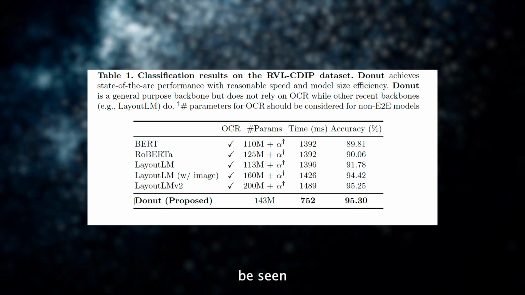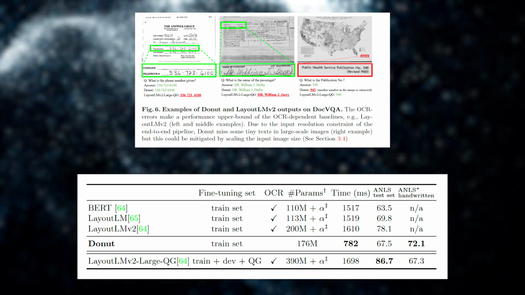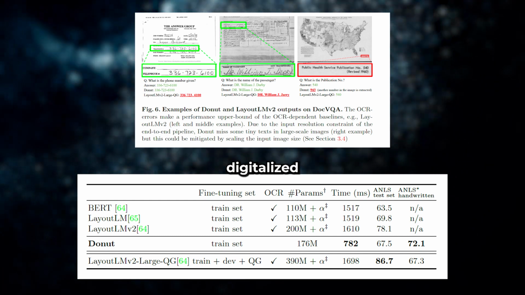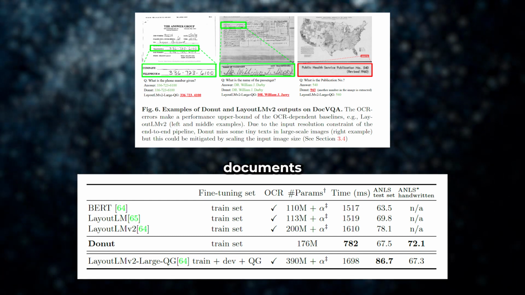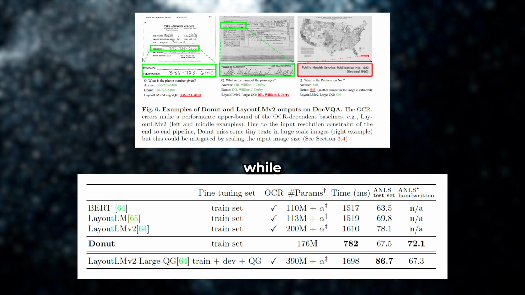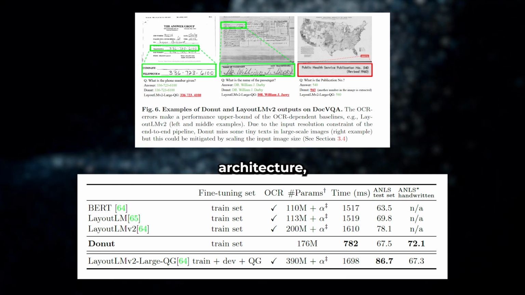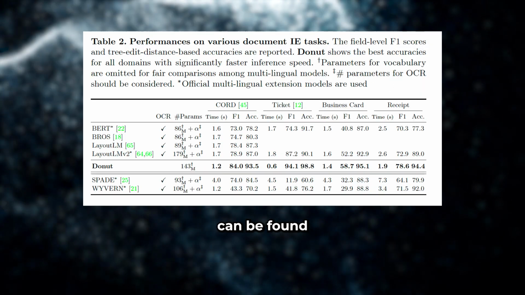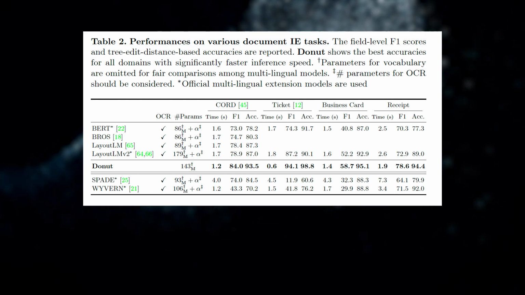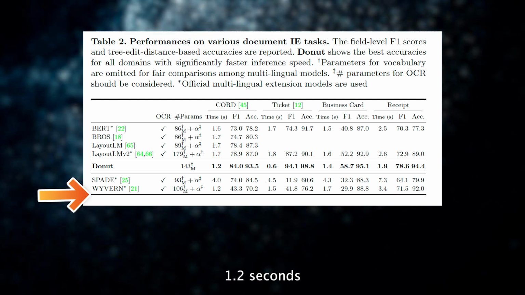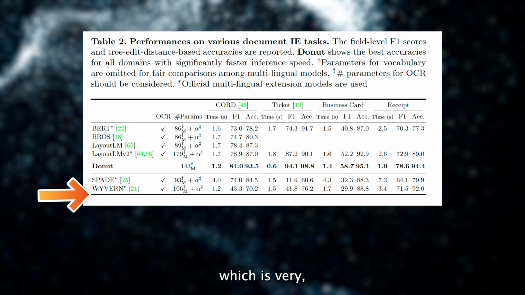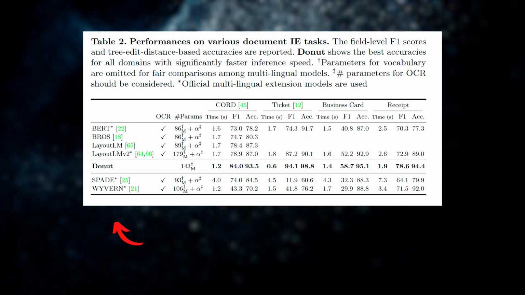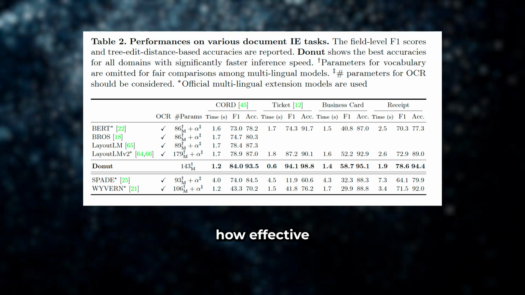A similar situation can also be seen when tested on visual question answering. This one also did quite well on both the normal test set with digitalized documents, but also handwritten documents, in half the time compared to any other models, whilst also having a large number of parameters in its architecture, which is very interesting. When it comes to document information extraction, a similar story can be found. They tested on receipts, business cards, tickets, and a core dataset while taking 1.2 seconds per inference, which is very, very similar to Wyvern, a productionalized system by Clova AI, showing how effective this model actually is.